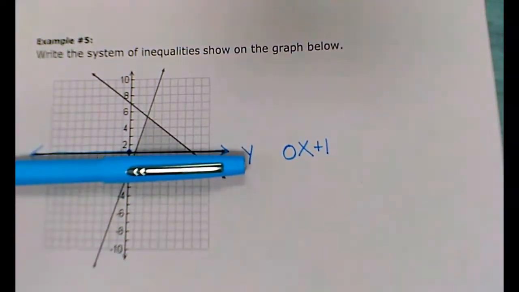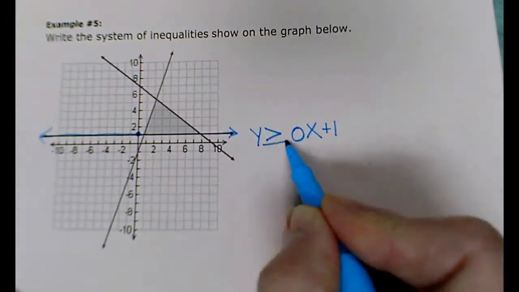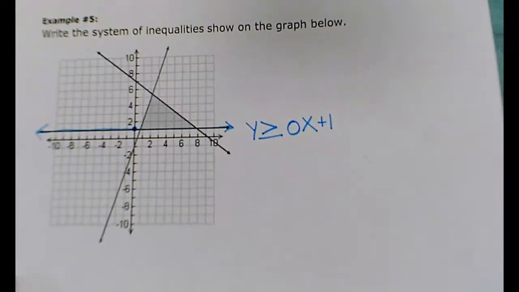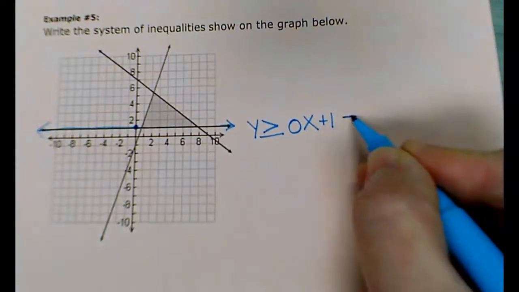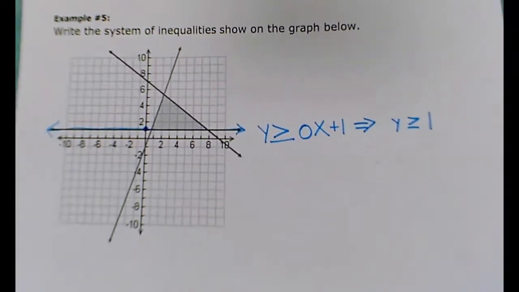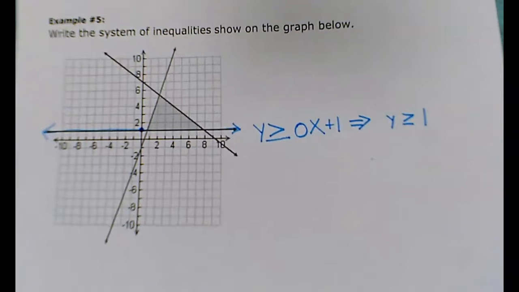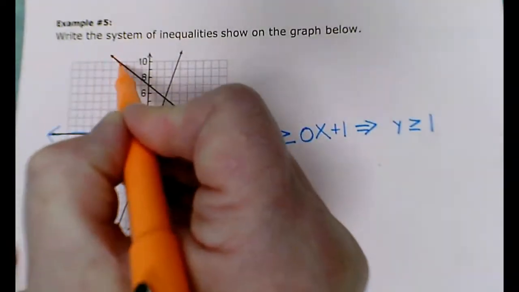From this line right here, is it shaded above the line or below the line? Above would be greater than. Is it a solid line? Now, that is not considered good form because what is 0 times x? 0. And what's 0 plus 1? And so this should be written like that. Okay, what about this line right here?